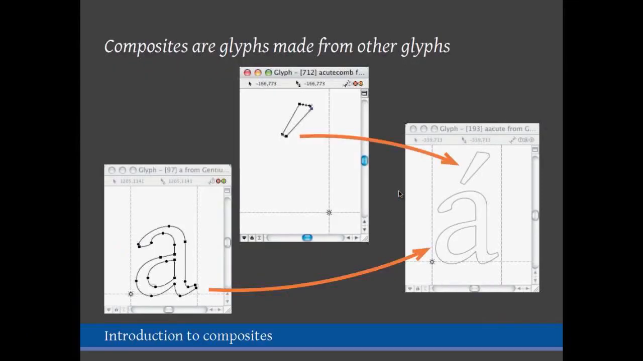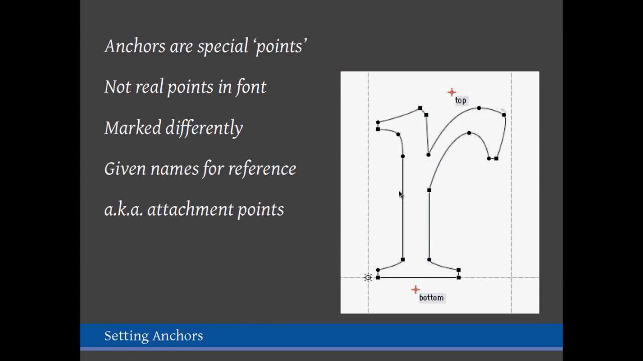I'll go back to a presentation. Anchors are special points. They're not real points in the font. When you generate the font as a TTF or an OpenType font and you open it up, you won't find a point there. So they're not real points in the outline. They are special things that have names. They're marked differently in FontLab because they are different. Sometimes they're called attachment points or anchors. They're given names for reference, and that becomes important so that the programs can refer to them.